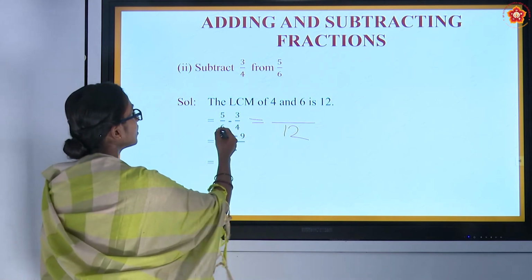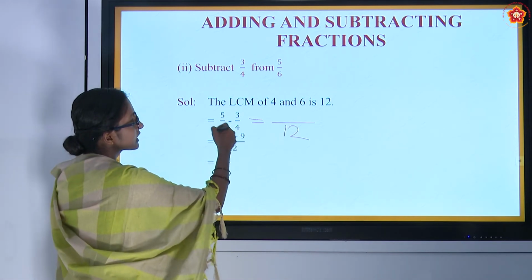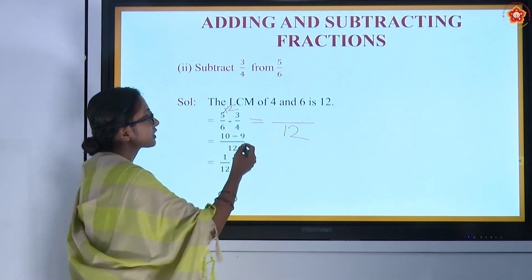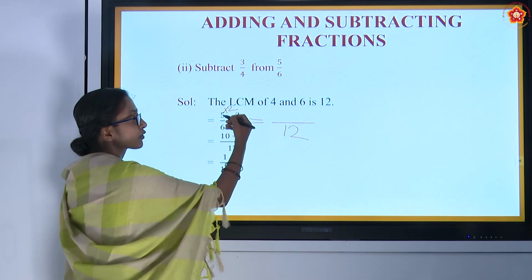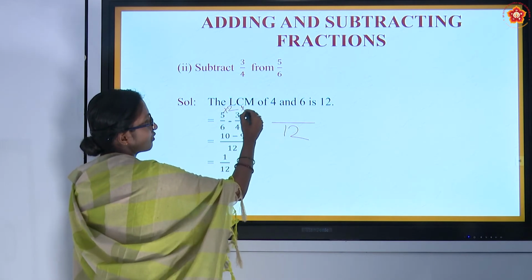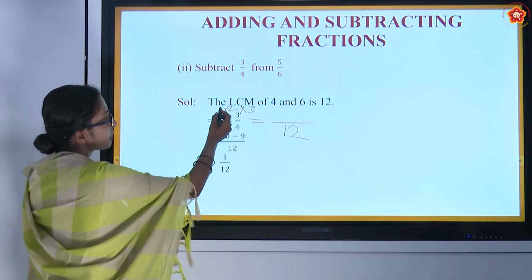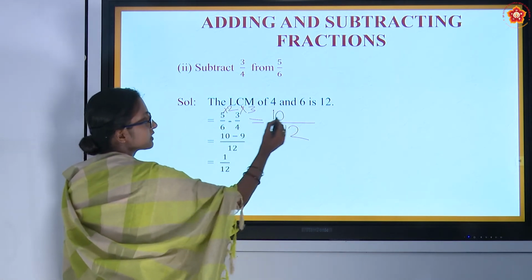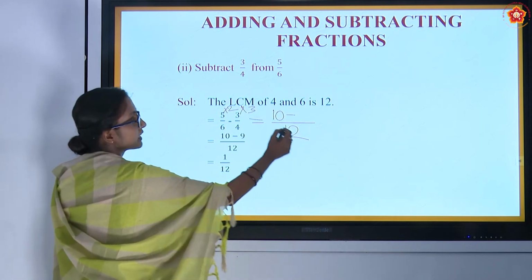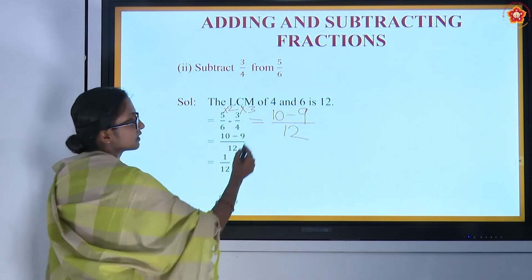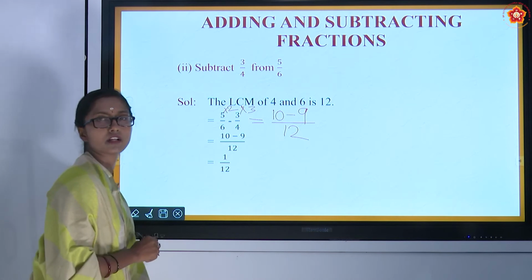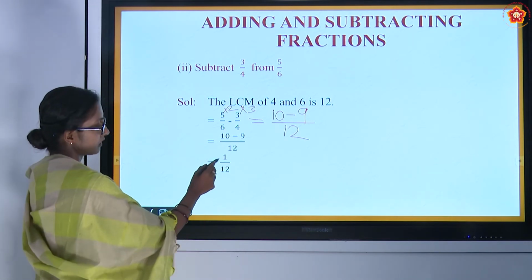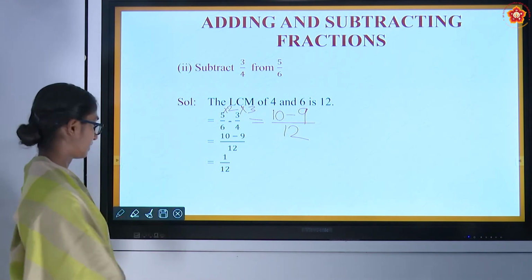Fine. Now we'll multiply. 6, how much are 12? 6 2s are 12. 4, how much are 12? 4 1s are 4, 4 2s are 8, 4 3s are 12. Let's multiply. 5 2s are 10 minus, as it is, 3 3s are 9. 10 minus 9 by 12. How it comes? Fine. 10 minus 9 is 1. 1 divided by 12.